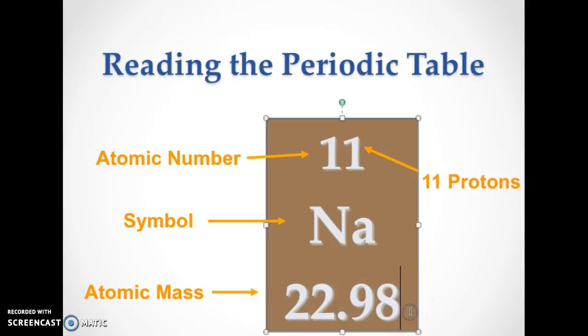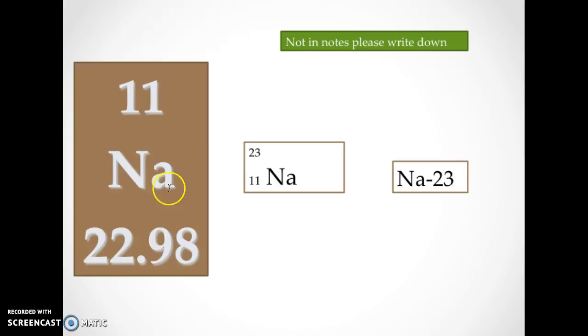And you may ask, why is it not 23? Why is it 22.98? And the reason why is because this is an average of all of the sodium isotopes that exist in abundance on Earth. So you take all of these sodium isotopes, you average out the atomic mass unit, and you come up with 22.98. And that tells us that most of the sodium isotopes are actually sodium 23s because 22.98 is closer to 23.